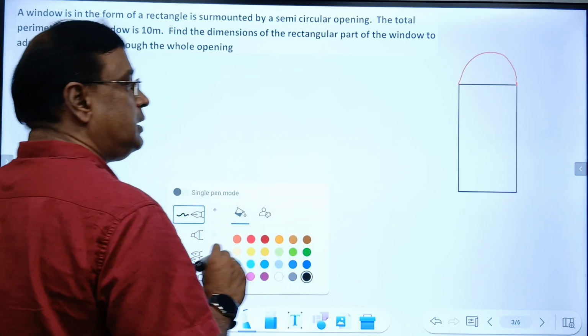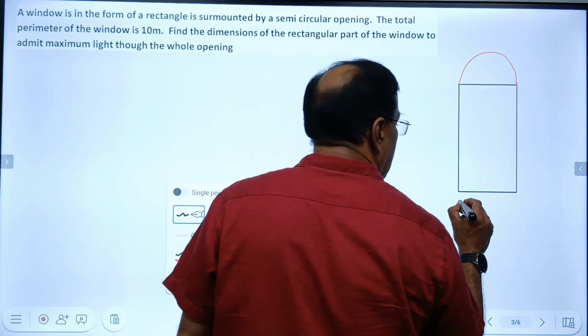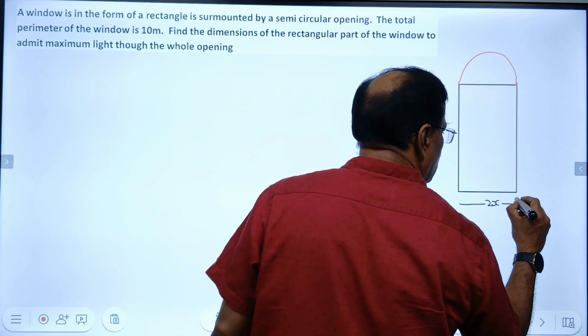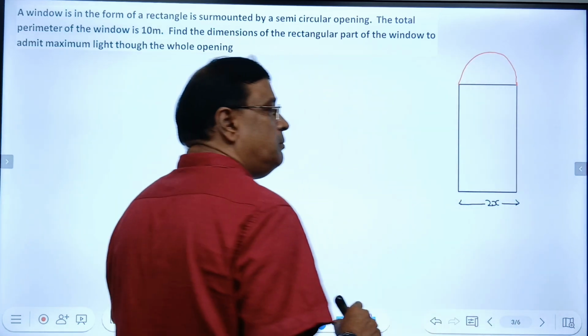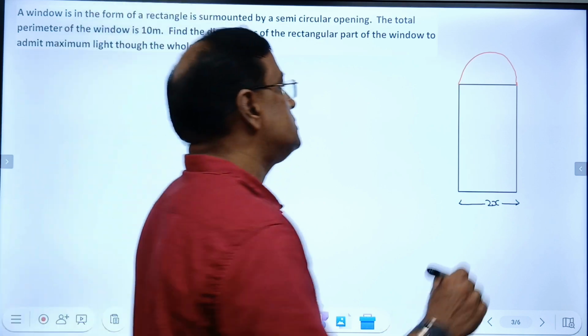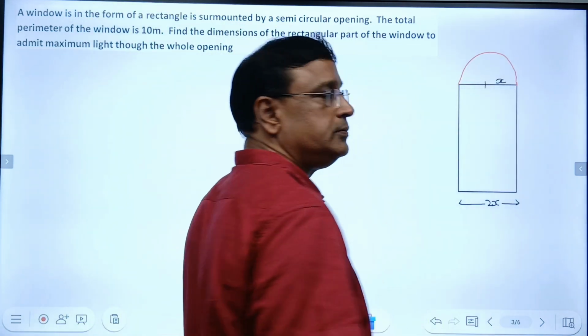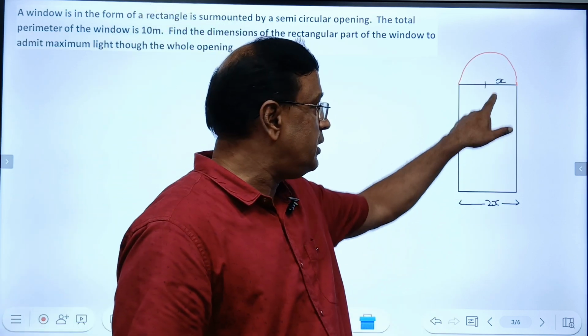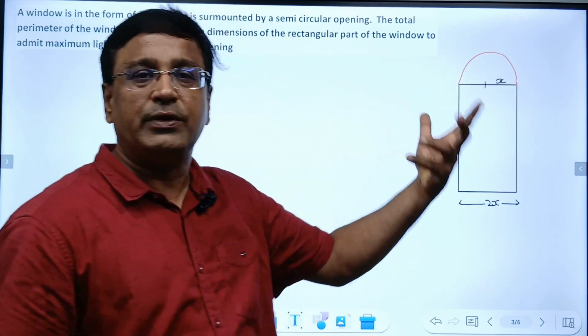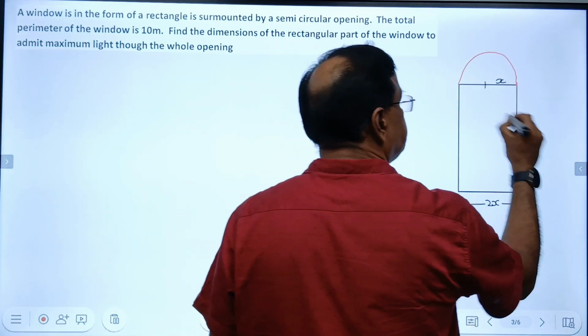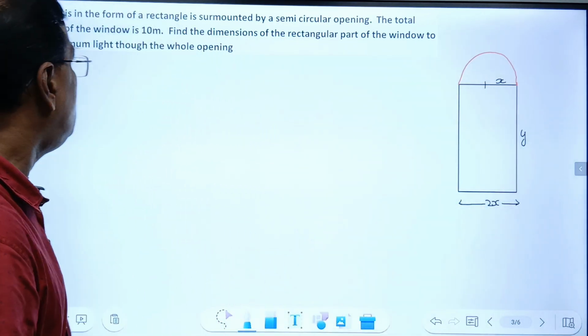Now I will take the length of the window as 2x. You can take it as x also, but I prefer to take it as 2x so that the radius of the circle will be x. If you take it as x, then you have to take it as x by 2. That's a little difficult, so I want to avoid that. And the breadth of the window is y.